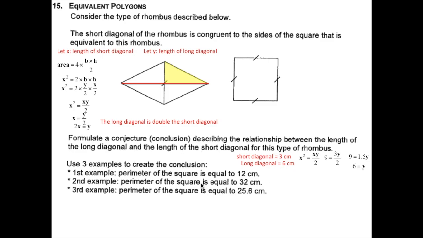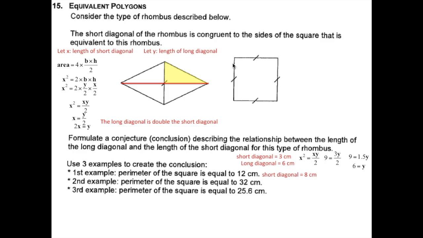Let's see if it holds true when our perimeter is 32. When our perimeter is 32, that means 4 times the side is 32. Divide 32 by 4, you get 8. So each side is going to be 8. 8 times 4, 32. So the short diagonal is 8. If the short diagonal is 8, we would expect the long diagonal to be double, 16. But let's just see if it works out.